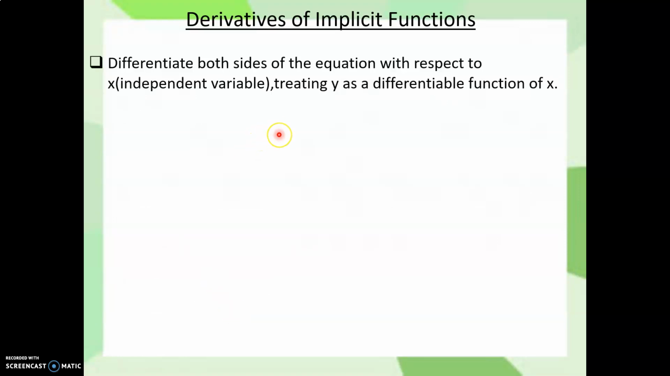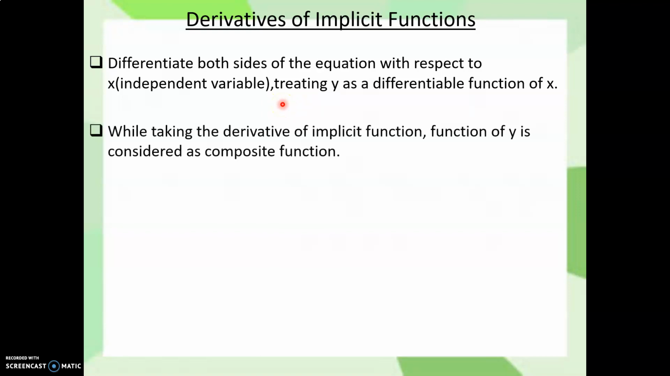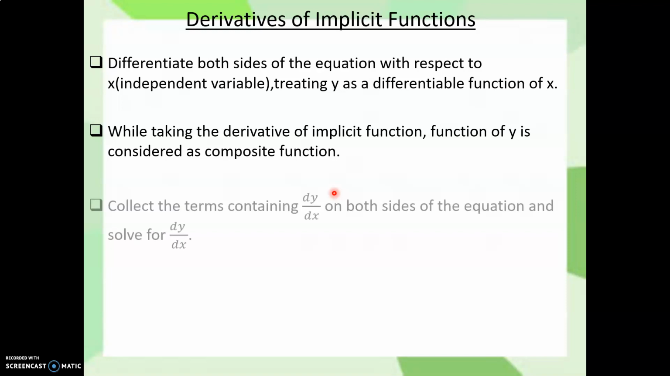Differentiate both sides of the equation with respect to x. So in derivative of implicit function cases, you have to take the derivative on both sides, treating y as a differentiable function of x. That means dy upon dx. While taking the derivative of implicit function, function of y is considered as a composite function. That means if y is equal to sine x cube, this kind of functions are coming, then we'll consider y as a composite function.